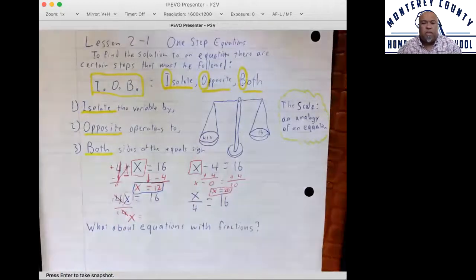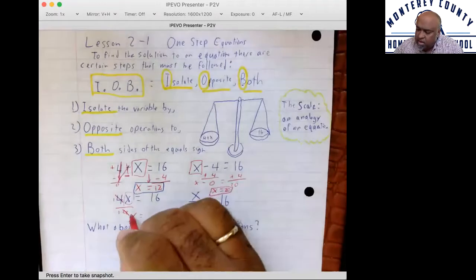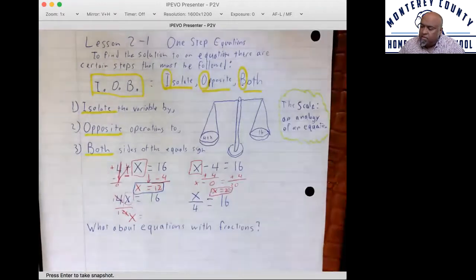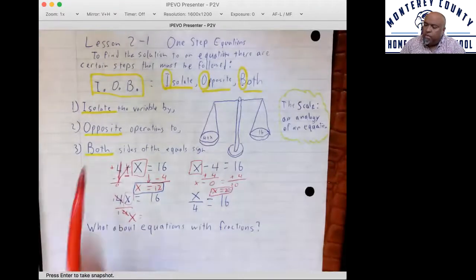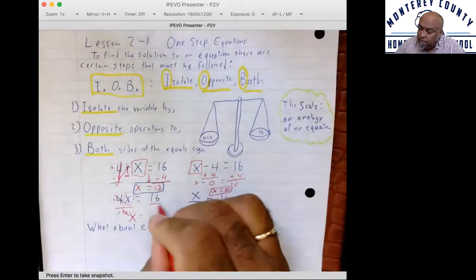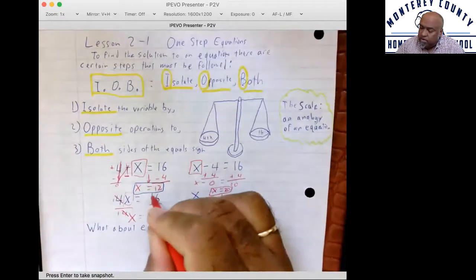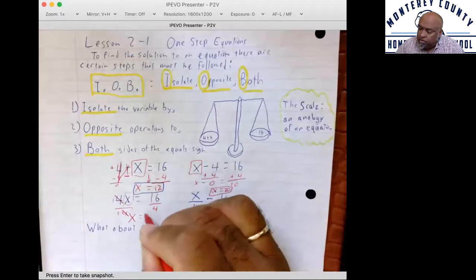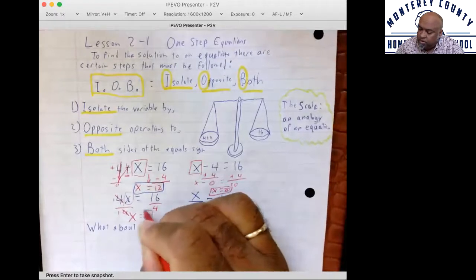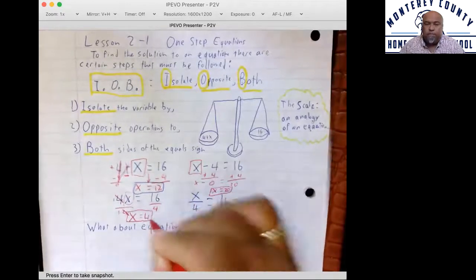I'm saying that because a lot of people say, oh, well, like the addition problem, once I cancel that by opposite operation, this turns to 0. It doesn't turn to 0, but it just kind of becomes invisible, okay? And when we do the opposite operation, we do it to both sides. So 16 divided by 4 is 4. So the answer is x equals 4.